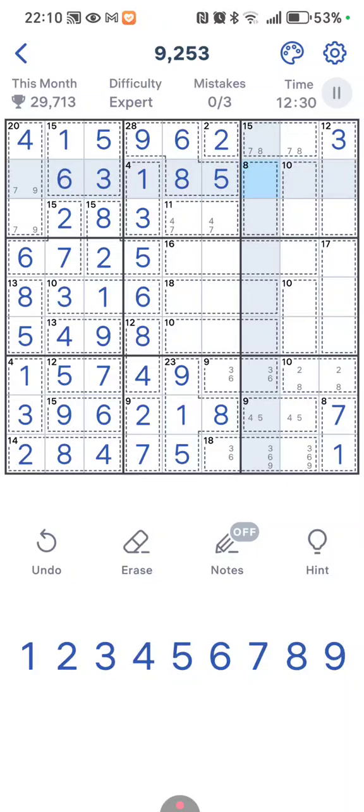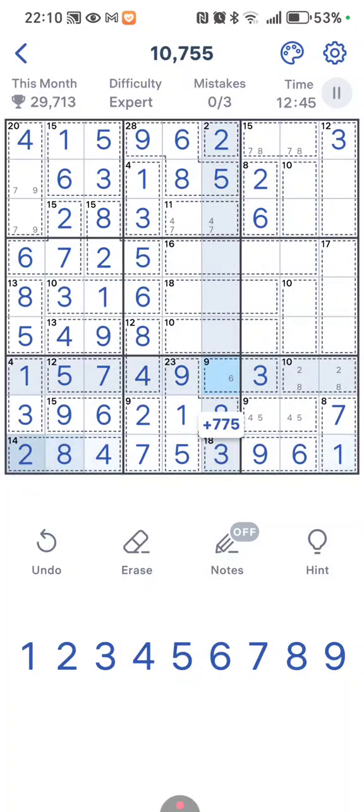So 3 and 8. This is going to be 3 and 5. Can't be 3 and 5. Can't be 1 and 7. So it's 2 and 6. So that's 2. That's 6. That's going to sort this bit out. 3, 9, 6 and 3 and 6. Oh, that's 4 and 7, isn't it? So that's got to be 9. That's got to be 7.